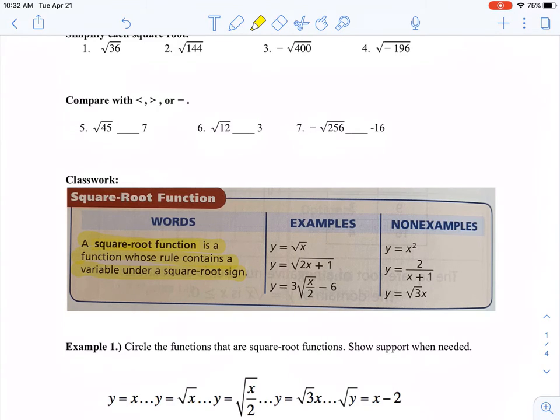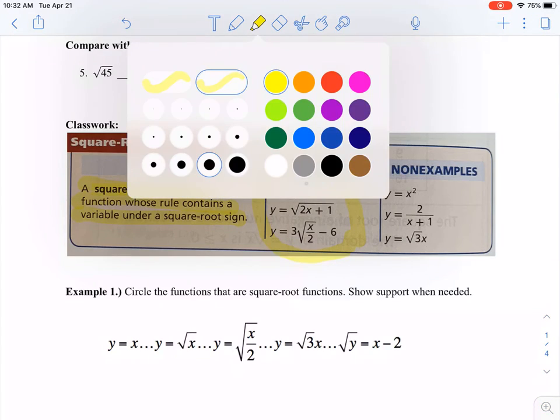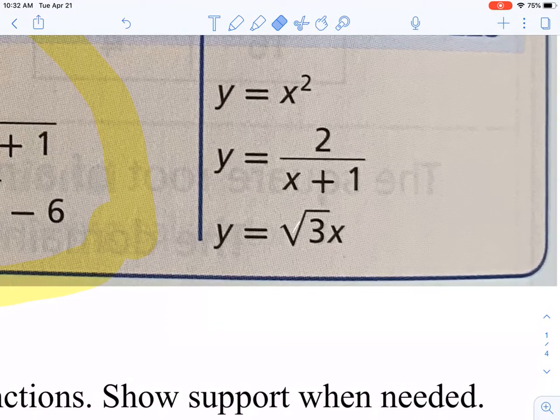Now it's important to understand that the variable is what has to be under the square root sign. So in our examples here, all of these contain variables underneath the square root sign. If we take a look at the non-examples, you'll see no variables under the square root sign. Pay particular attention to the last example here. Let's talk about this a little bit.